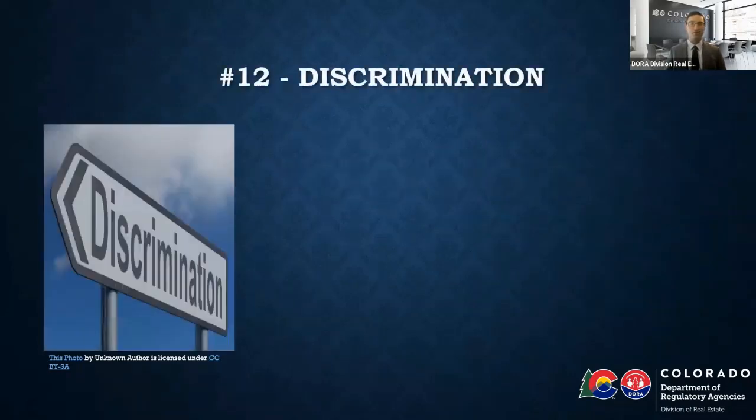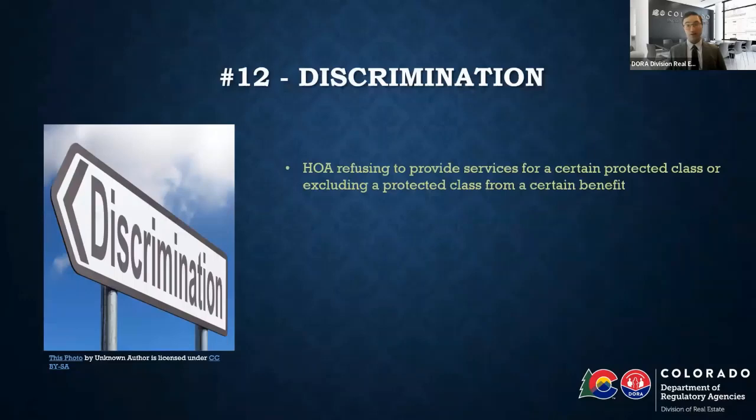Number 12, for discrimination. Generally speaking, what we see here is when the HOA refuses to provide services for a certain protected class or excludes a certain protected class from a certain benefit. For example, a landlord might be in violation of fair housing laws.